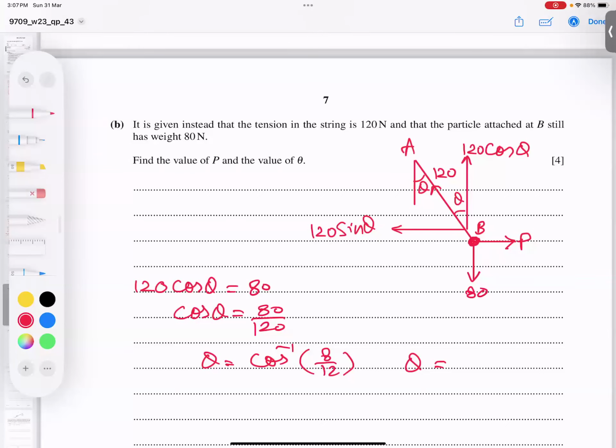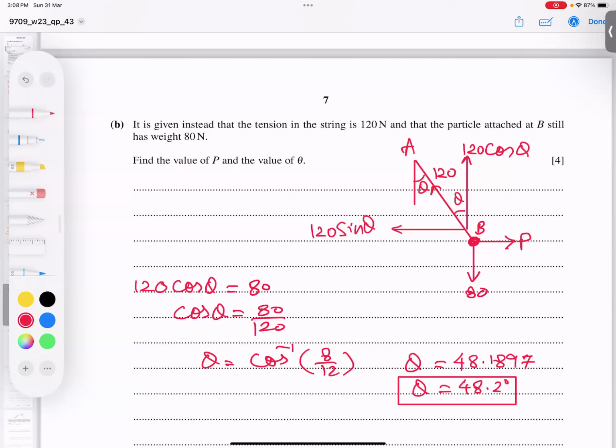So we got the angle 48.1897, so the final answer is 48.2 degrees. I hope this part is clear. Okay, and now he's asking for the P force.